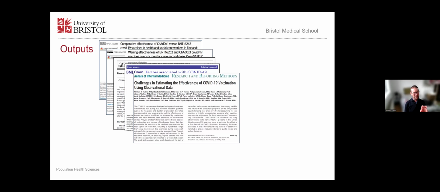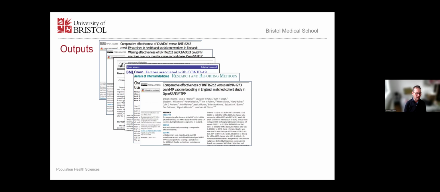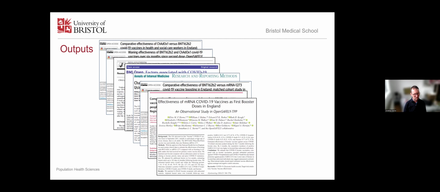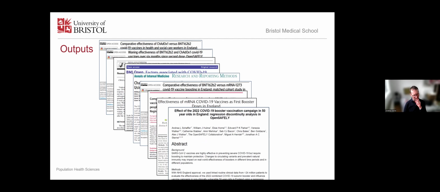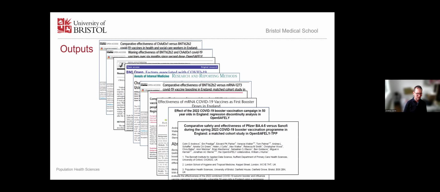I'm going to start with this paper, although it was only published last year, which was really about why it's hard to estimate vaccine effectiveness and comparing methods for doing it. We looked at the comparative effectiveness of the different booster vaccine doses, more working in kidney disease, the effectiveness of mRNA vaccines as first booster doses. And I'll also mention Andrea Schaffer's paper, which was a regression discontinuity analysis, at the end.